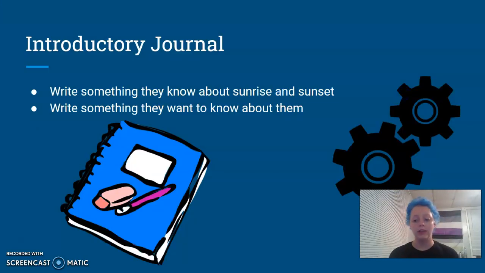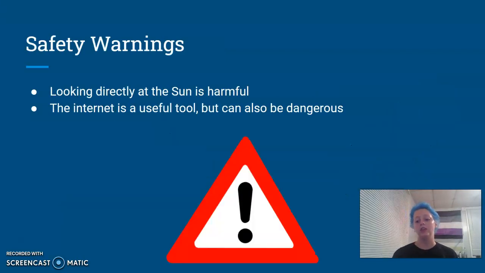So I like to start science-based activities with journaling. It really gets the gears turning in students' heads. It gets them thinking about the topic in a deeper context than a discussion maybe could. So you want them to write something that they already know about sunrise and sunset, and it can be anything. It can be the sun rises in the morning and it sets at night. It could be that sunrises are more of a pinkish yellow and sunsets are more of an orange and red. It can be anything that they already know. And then you want them to write something that they want to know, anything they want to learn that they may hope to find answers to in this investigation.